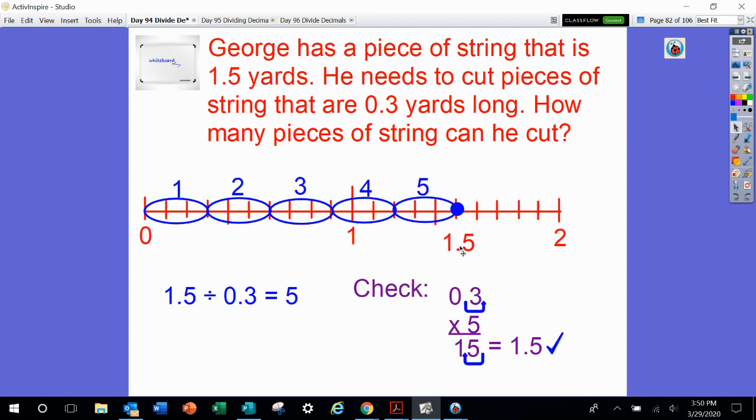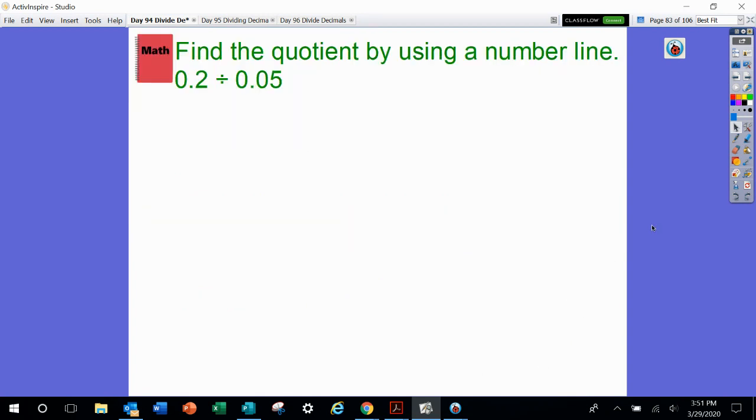Okay, so here's my 1 5/10 yards. We're able to cut it up. Here's our 1, 2, 3/10 in each of those groups, and we're able to make 5 groups. So 5 is the correct answer. He can cut 5 pieces of string. And here's our check to prove our answer.